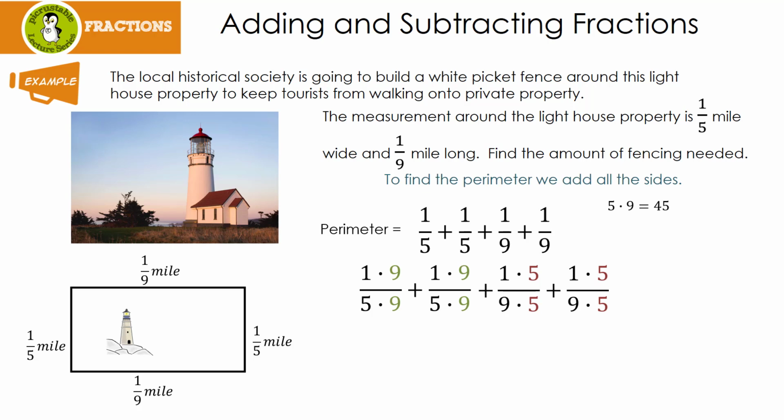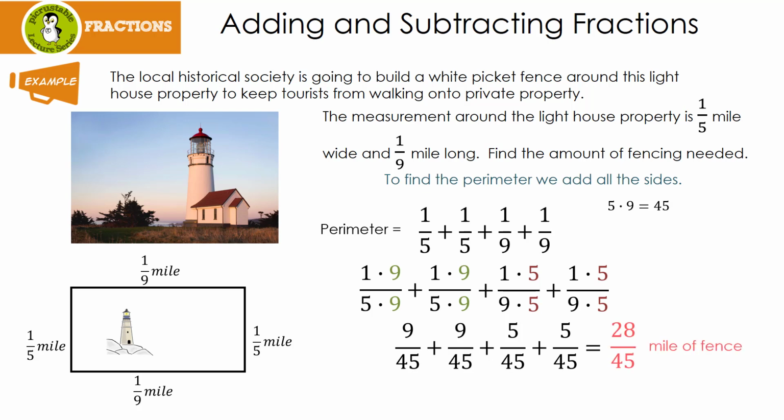5 times 9 is 45, so we end up with 9 over 45 plus 9 over 45 plus 5 over 45 plus 5 over 45. Phew! We have a common denominator. Let's add the numerators together. That gives us 28. That means we need 28 45ths mile of a fence to go around our perimeter.